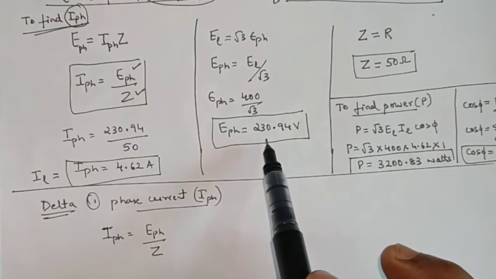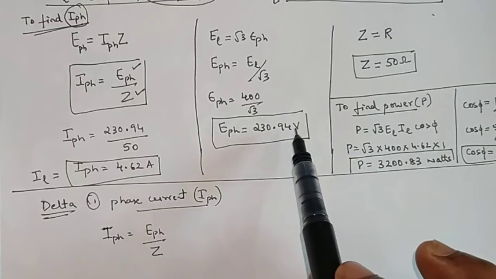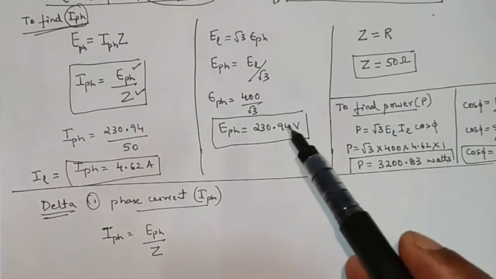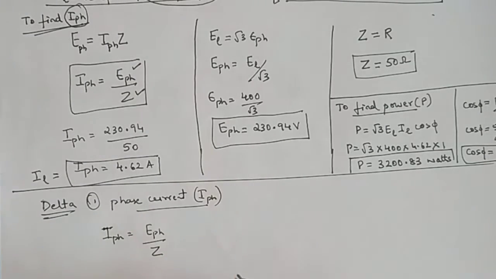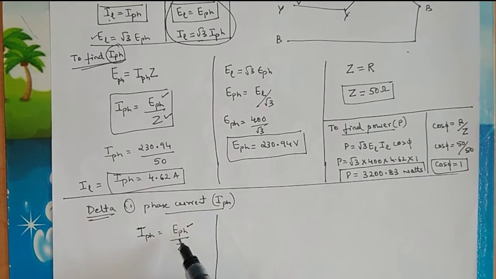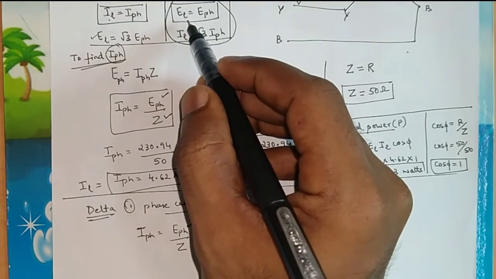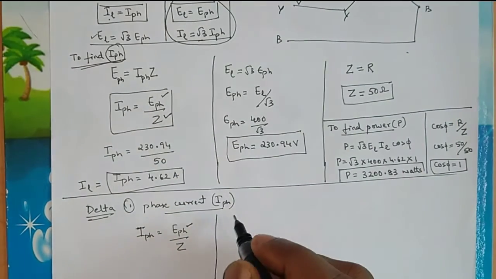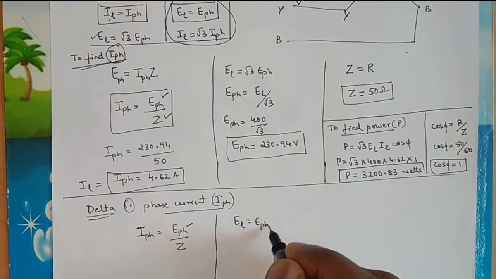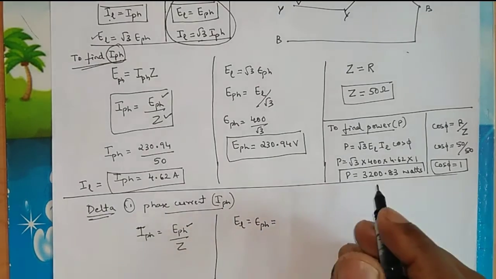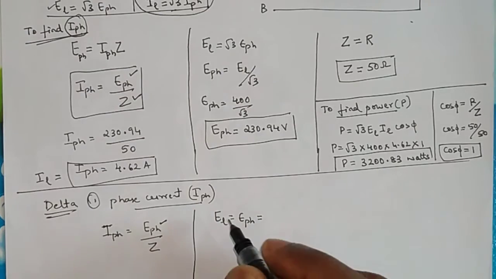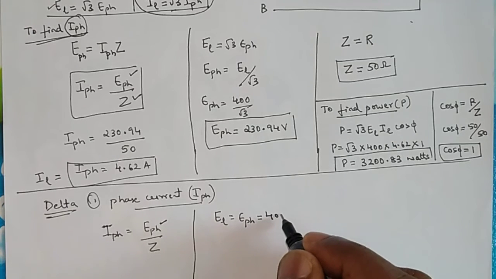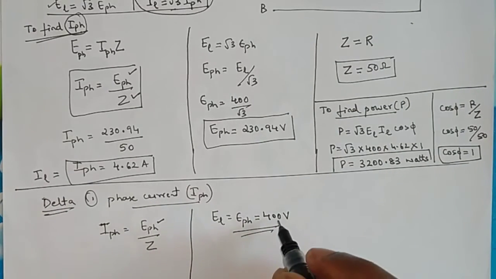The phase voltage we found for star was 230.94, but under delta the answer will be different for phase voltage. We need to find it out once again. To find phase voltage, we know the relation between phase voltage and line voltage for delta. We know that EL is equal to E phase. The line voltage is given as 400 volts. Under delta, line voltage is equal to phase voltage, which is nothing but 400 volts. You can substitute this here.